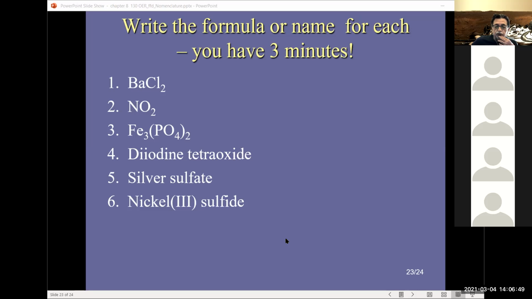Okay. Number 3, they want the name here. First of all, recognize that number 3 is ionic. We got a metal and a non-metal, so no prefixes. Second of all, Fe is a metal, obviously, right? It's not part of the 16, so you're going to need Roman numerals. So what would be the name for number 3?